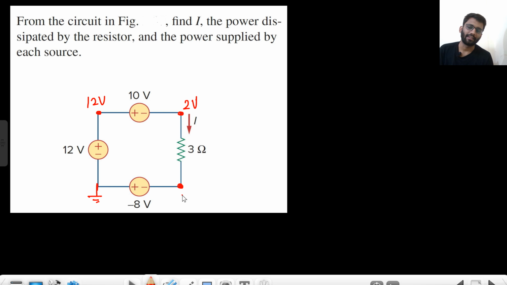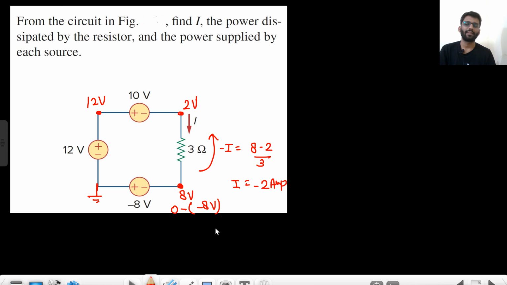What is the potential of this point? 0 minus minus 8, that means 8 volt. So this resistance is between 2 volt and 8 volt. Current will flow from high to low potential, so the current will go like this. The value of current would be 8 minus 2 by 3. That means this should be negative, right? I is written like this, and this current is going like this, so I should be minus 2 ampere.